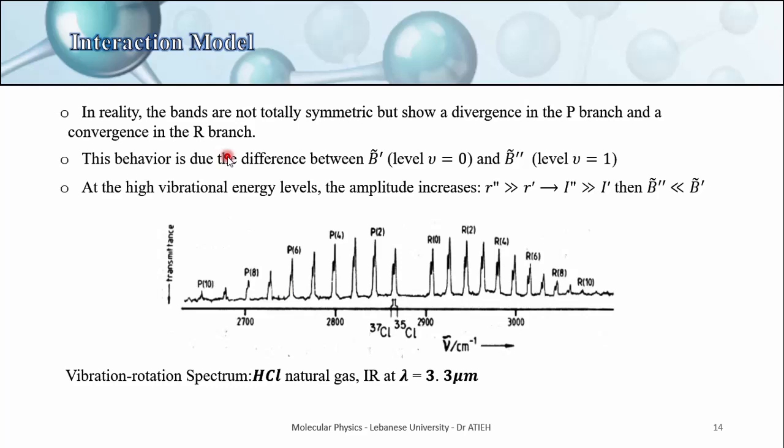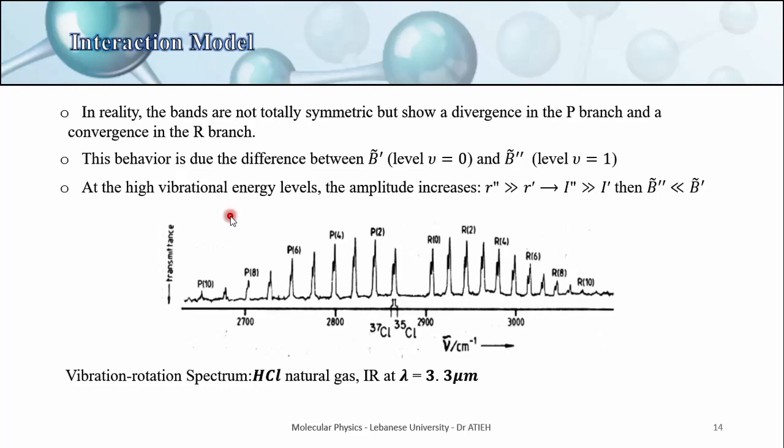Why does this happen? This happens because there is a difference in B between the level nu equals 0 and nu equals 1. Although B is a rotational term, this B changes with the vibrational level. So there is a relation between vibration and rotation. They are not independent as we have assumed. The independence had led us to obtain a symmetrical spectrum, which is not close to the experimental one.